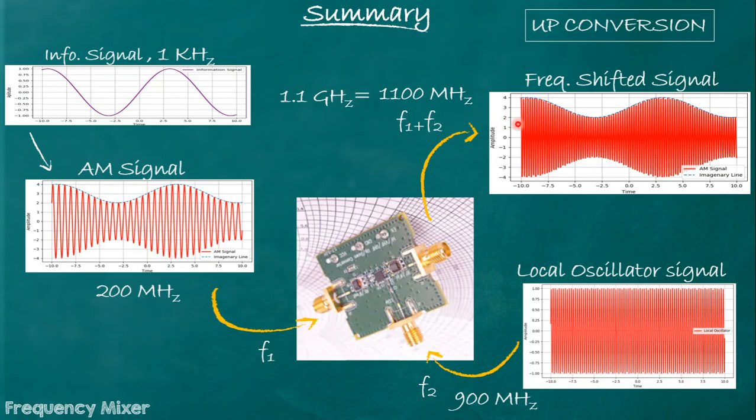So you can see that the output of the mixer and filter will be a frequency shifted signal whose frequency is shifted to 1.1 gigahertz from the initial frequency of 200 megahertz. So via up conversion, you can change the carrier frequency from megahertz to gigahertz. Here you can see that the shape of the envelope remains the same, but the carrier frequency shifts from 200 megahertz to 1.1 gigahertz, and here is what your output signal will look like, containing a carrier of frequency 1.1 gigahertz.